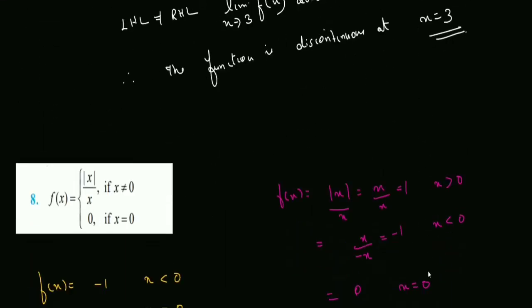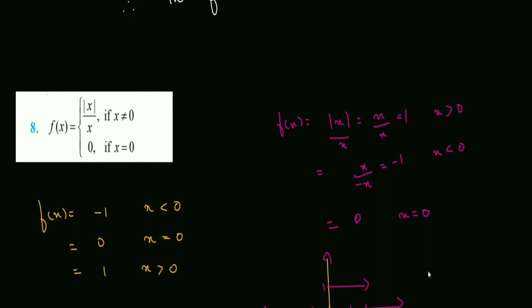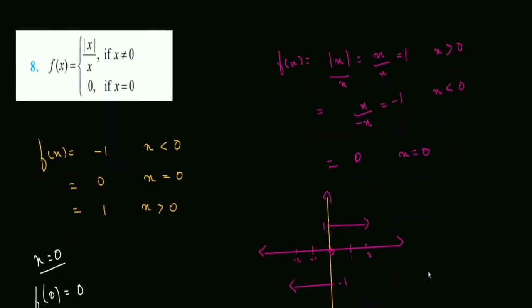Next question. F of x is equal to modulus of x by x if x is not equal to 0, equal to 0 if x is equal to 0. This is called the Signum function. So modulus of x is x when x is greater than 0. Isn't it? Suppose your x is 5.